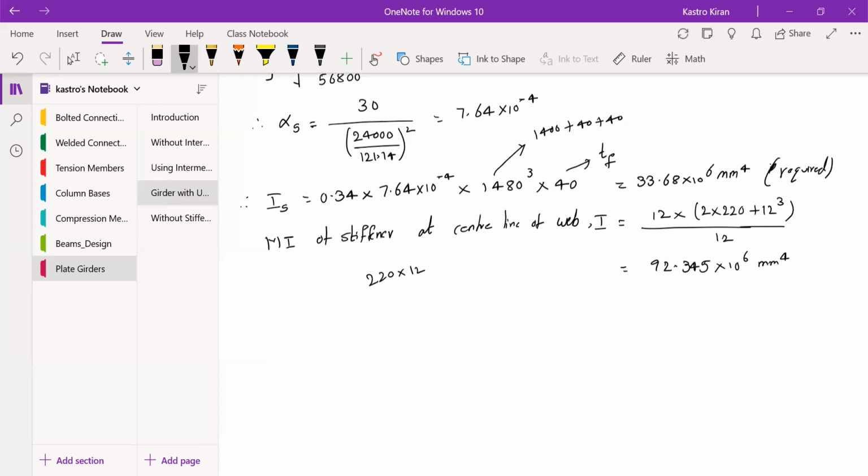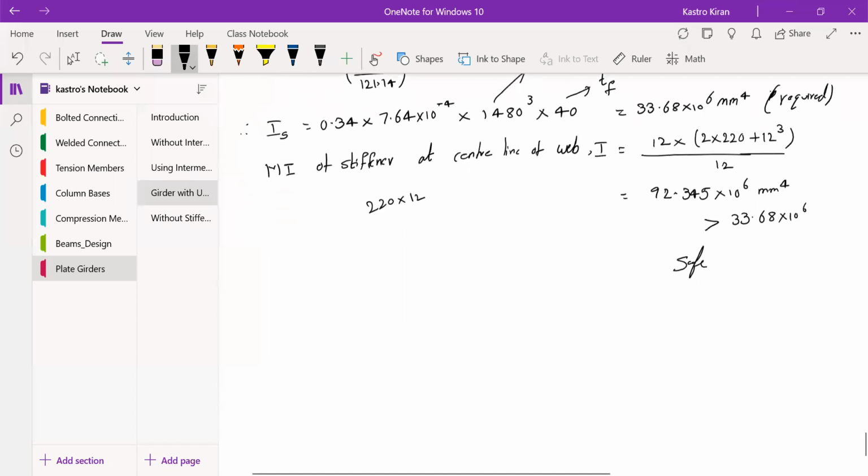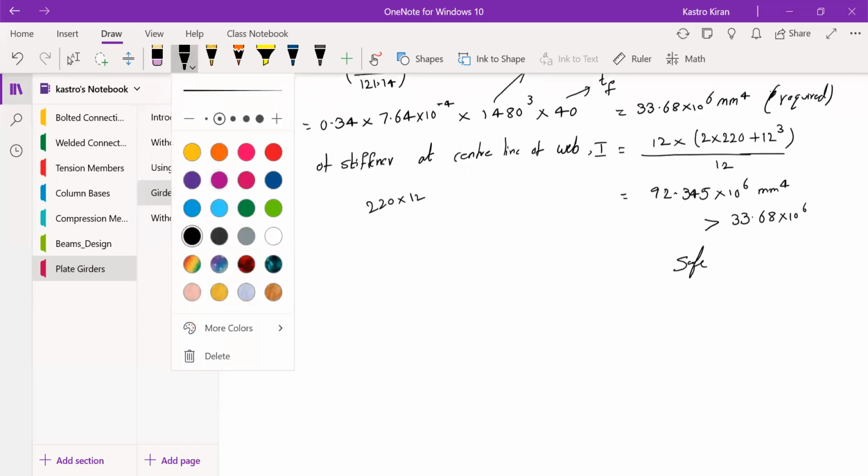As I was telling, this value 92.345 is greater than the 33.68 into 10 power 6. The required value is 33.68, but what you have provided is 92.34, which is very much safe. Therefore it is safe. That's how you check the torsional restraint of the stiffener.